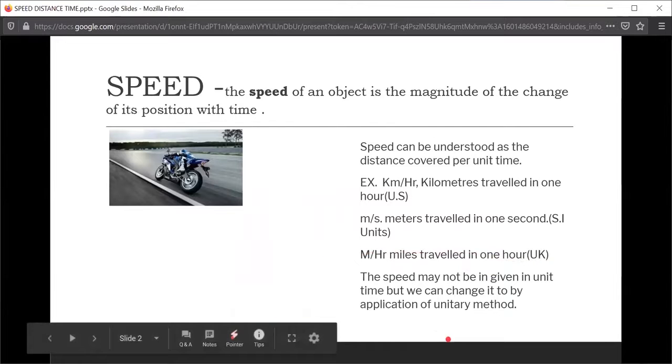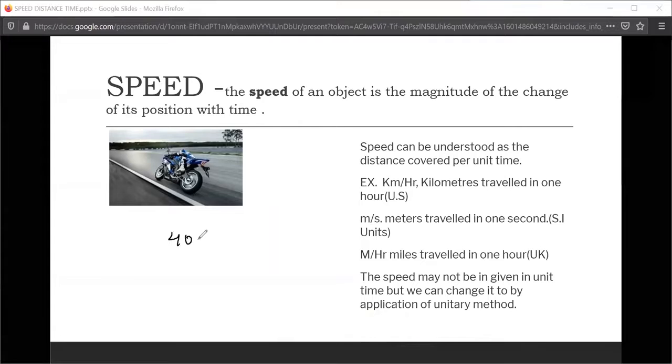I'll give you an example. Suppose I say that an object is moving with 40 kilometer per hour. It means that in one hour, it travels 40 kilometer. So in 2 hours, it will travel 80 kilometers and so on. The speed may not be given in unit time, so we have to change it by using unitary method. Okay, let's move ahead.